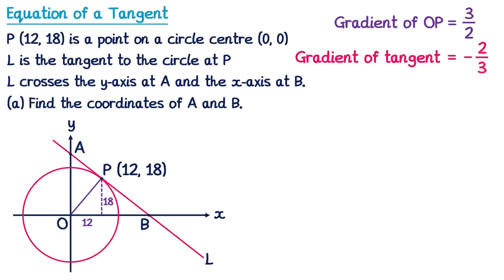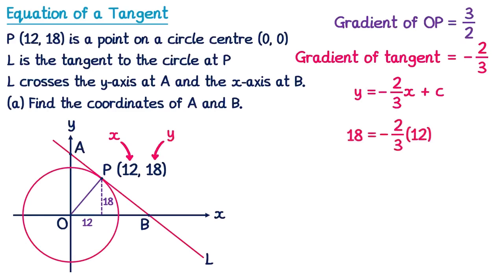We then write out the general equation of a line, and replace m with the gradient of the tangent, negative 2/3. Next we substitute in the coordinates of P, the x coordinate is 12, and the y coordinate is 18. So we have 18 equals negative 2/3 of 12 plus c. So 18 equals negative 2/3 of 12 would be negative 2 times 12, which is negative 24. So negative 24 over 3 plus c.